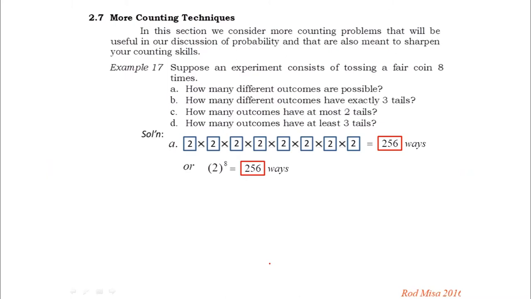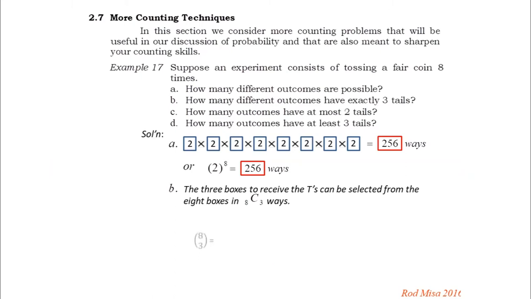So proceeding to the next question, how many different outcomes have exactly 3 tails? Now, using our fundamental principle of counting, the 3 boxes to receive the T's, or in other words, the tails, can be selected from the 8 boxes. And you can do that by selecting the 3 positions out of the 8 positions. But here, order is not important. So we are choosing the 3 places out of the 8 places there.